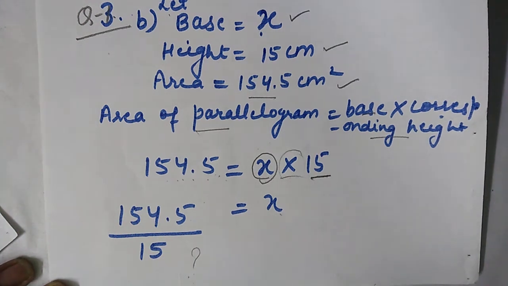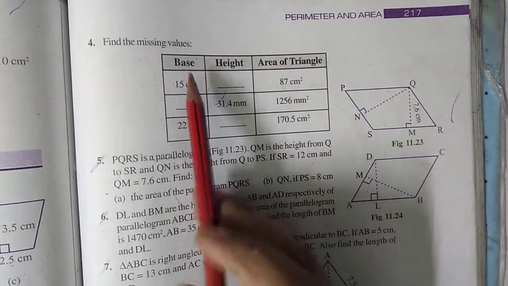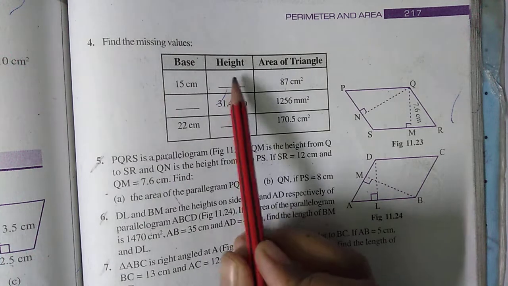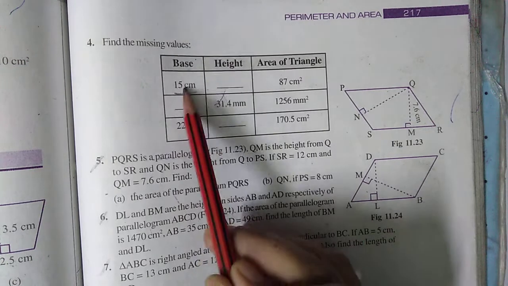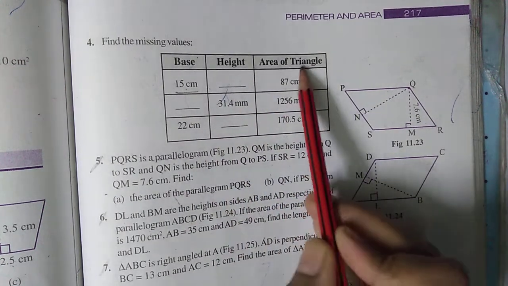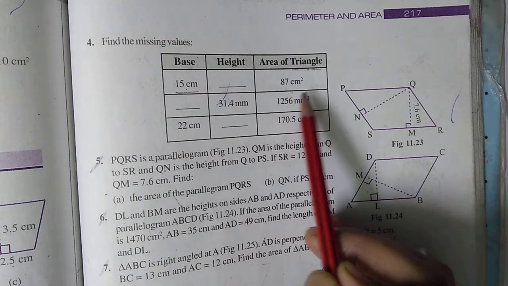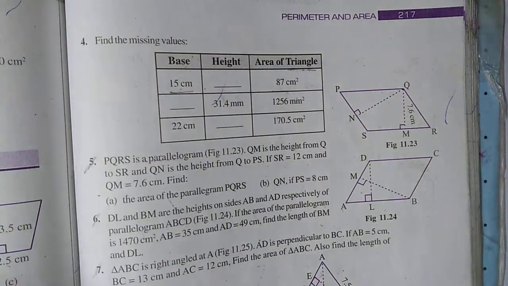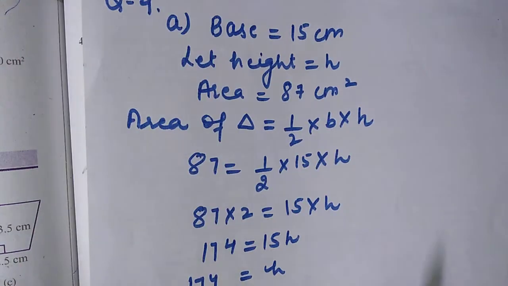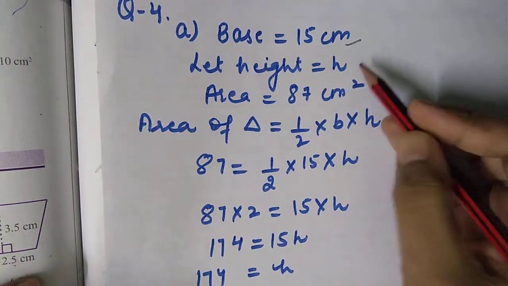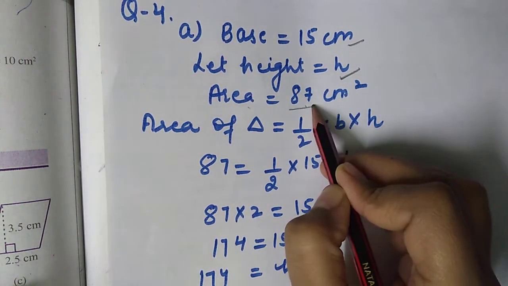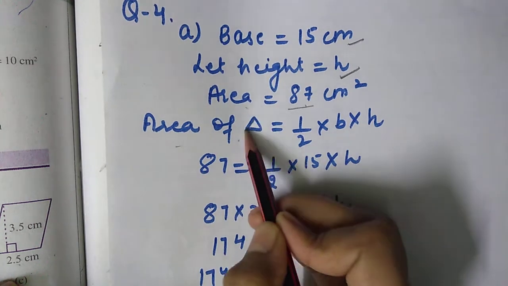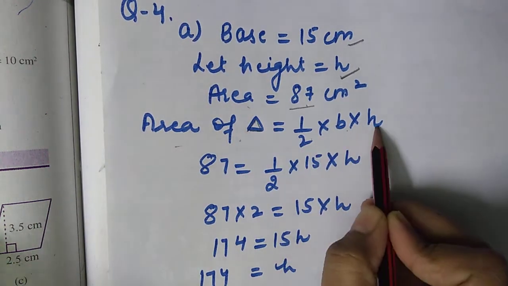Okay, same way you have to do. Now let us do question number 4. So students, in question number 4 also you have to find height. Okay, you have to find the missing place, and in this you have given the base, height you have to find, and in this is the case of triangle. So area of triangle is 87 centimeter square we have given. So how you will do? So same way you have to do. Base we have given 15 centimeter, we have to find height, so let it be h, and area we have given 87 centimeter square. So area of triangle, this is triangle, we know that is half into base into height.